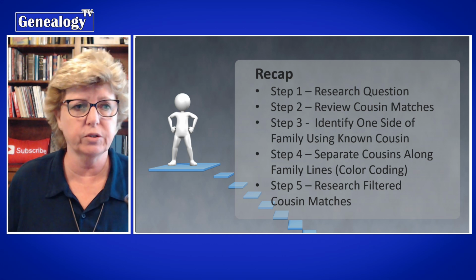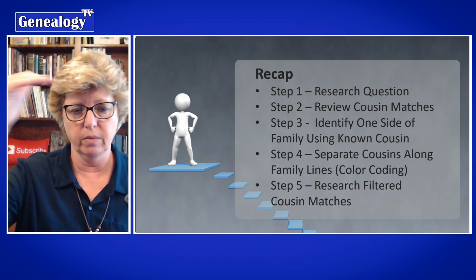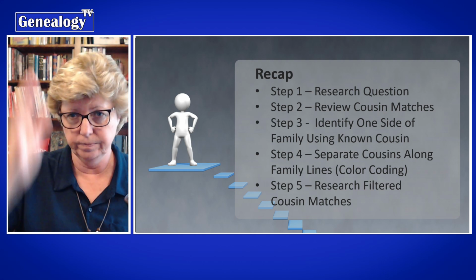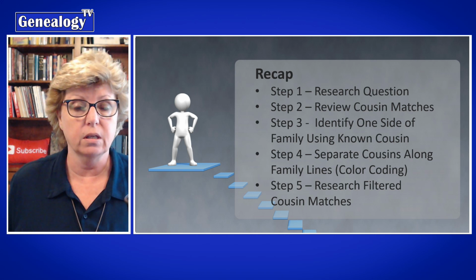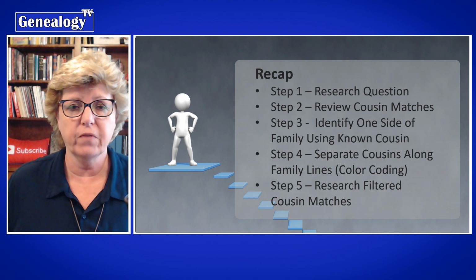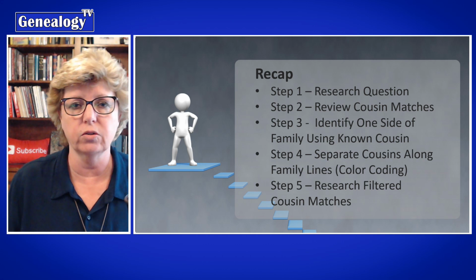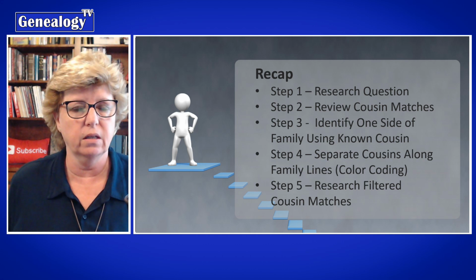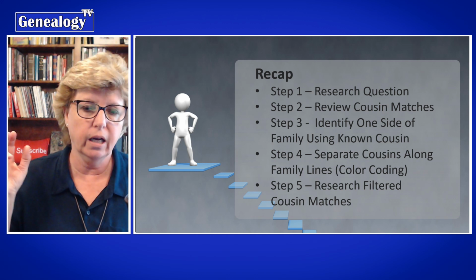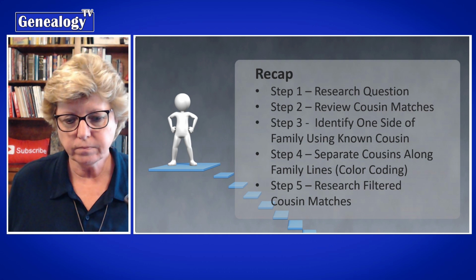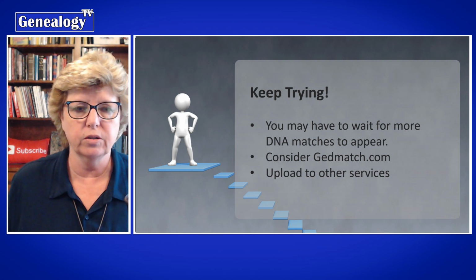And then step 4 is to separate those cousins along family lines using the color coding system, the shared matches tool. You're going to drill in to those cousins and then mark all of those cousins with the color coding system. And then step 5 is to research the filtered cousin matches on the line specific to your research question and see if you can find more in the trees, more by contacting the cousins, and also by digging into some of the records. There's a lot of things you can do there.